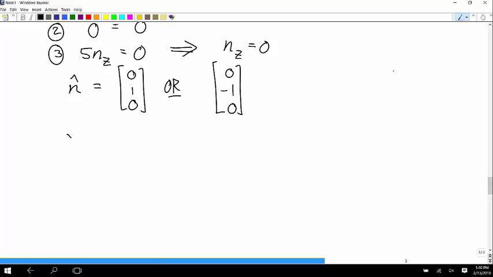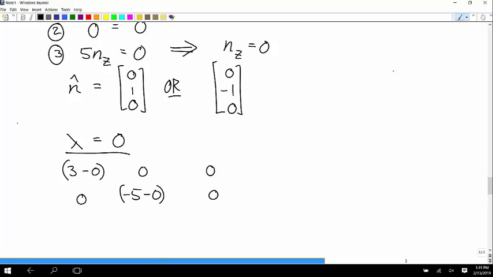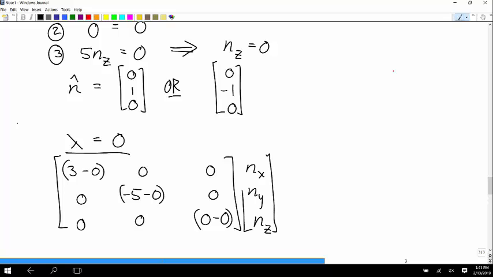And then the last one is for lambda equals 0. So we have our matrix is 3 minus 0, 0, 0, then 0, negative 5 minus 0, 0, then 0, 0, and then 0 minus 0. And that times nx, ny, nz is equal to the 0 vector.